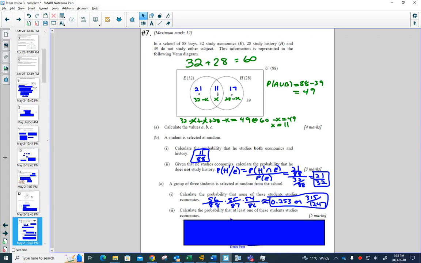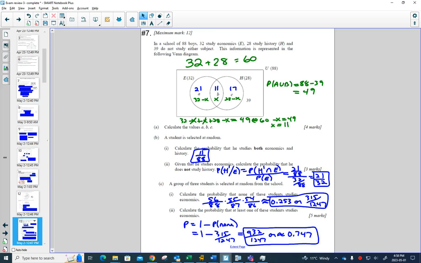Calculate the probability that at least one of these students studies economics. Well, at least one, it's probably easier to calculate how many study none and subtract that from 100%. So we already calculated how many do none. We can subtract that from 1, and you would get 932 out of 1247, or 0.747.